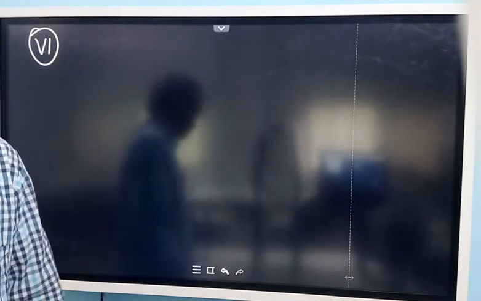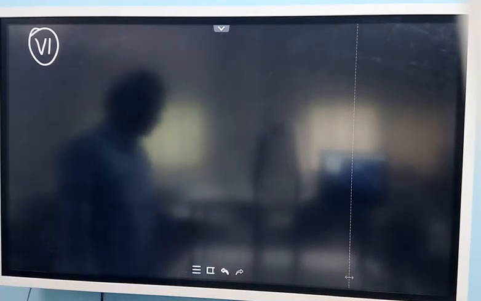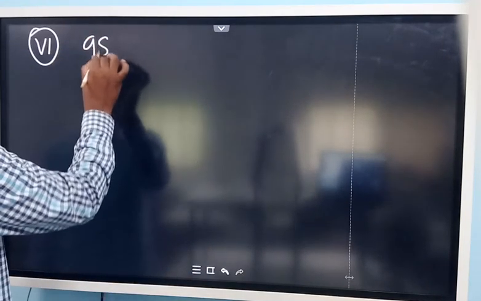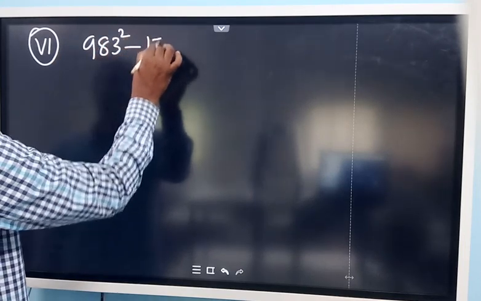Number 6 like this. It is 983 square minus 17 square.